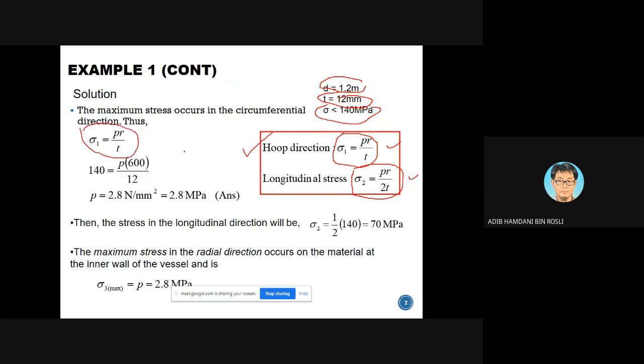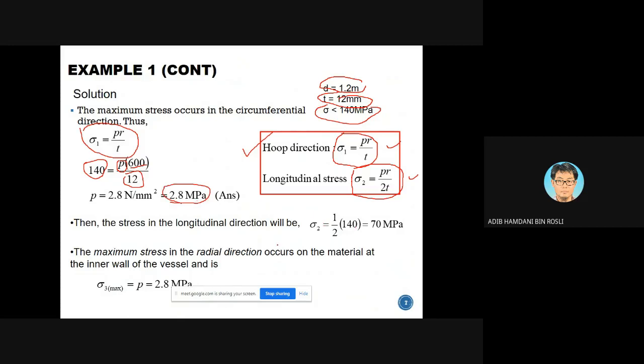Sigma 1 equals PR over T. And then you put this sigma 1 value, the hoop stress value, as 140, which is the allowable, right? You say that it should not be more than 140. And then this is the P, the maximum P that you want to find, okay? And then the radius is 600 millimeter, right? And then the thickness is 12 millimeter. You solve this and you get the maximum internal pressure P to be 2.8 megapascal.